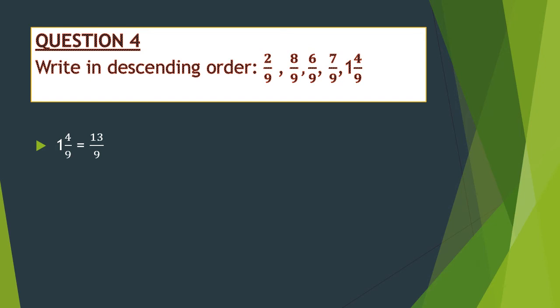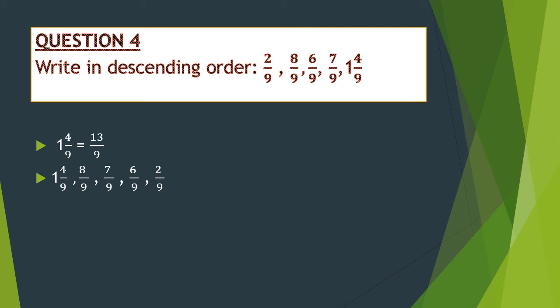Now we see all the denominators are same. So when the denominators are same, we need to compare the numerator. If the numerator is bigger, the fraction is bigger. So here the biggest numerator is 13. That means 1 4 upon 9 is the biggest fraction. Then 8 upon 9, then 7 upon 9, then 6 upon 9, and then 2 upon 9.